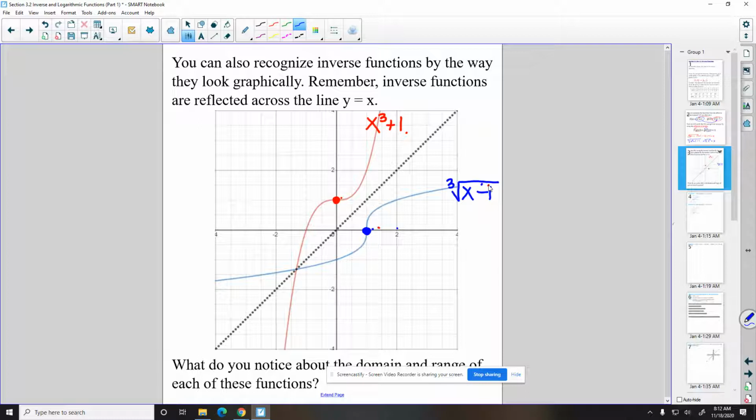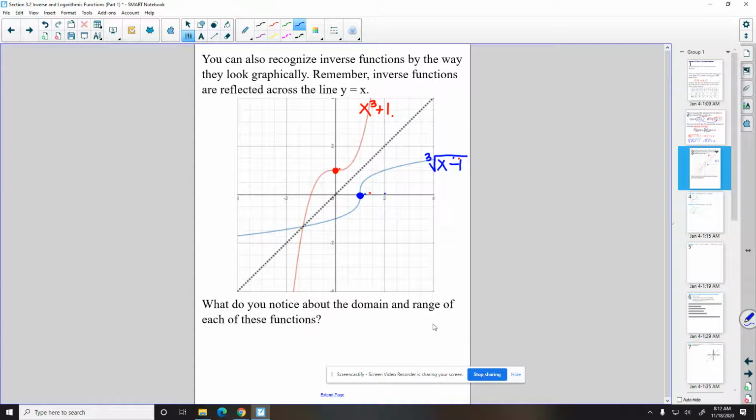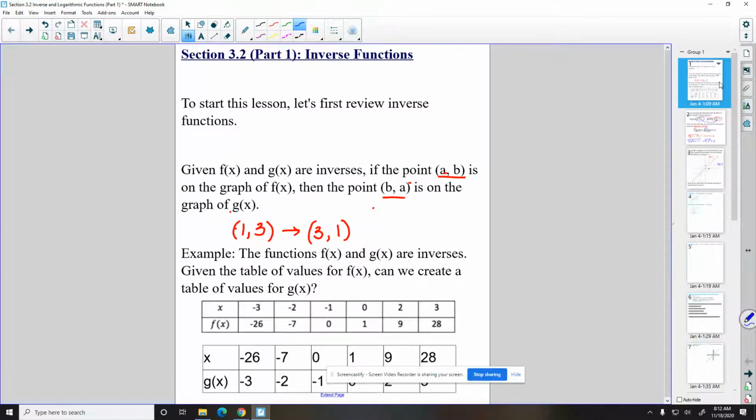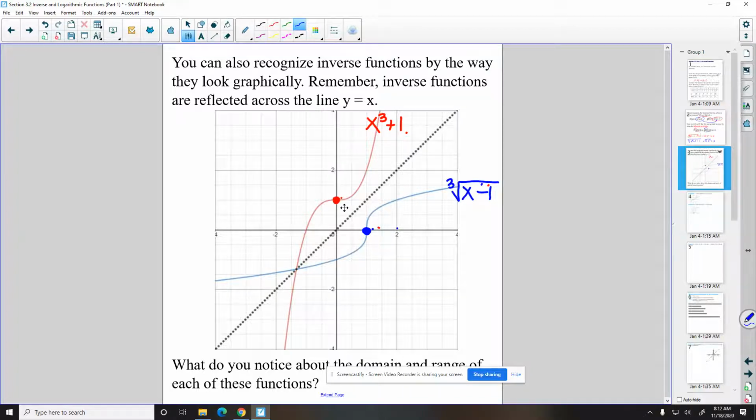At the bottom it says, what do you notice about the domain and range of these functions? Well, what happens is the domain and range also flip on inverse functions the same way that they flip with the ordered pairs, like we saw here. So the x's become y's and the y's become x's, right? Well, the domain becomes the range and the range becomes the domain when you're dealing with inverse functions.